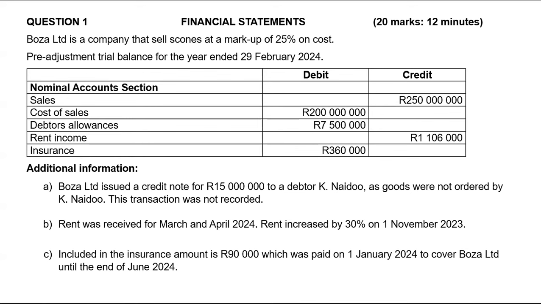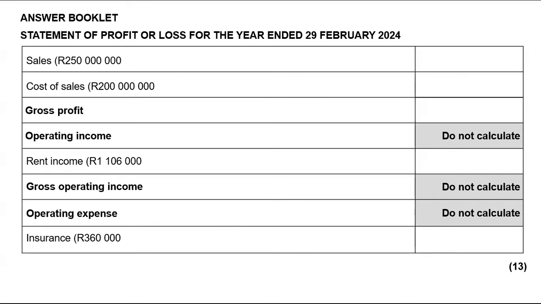But anyway, we are given the pre-adjustment trial balance for the year ended 29 February 2024. We have sales, we have cost of sales, we have debtors allowances. Those, especially debtors allowances, I'll take straight to my statement of profit or loss. I know that a lot of accounting teachers call it the statement of comprehensive income. Unfortunately, guys, that is incorrect. It is called the statement of profit or loss.